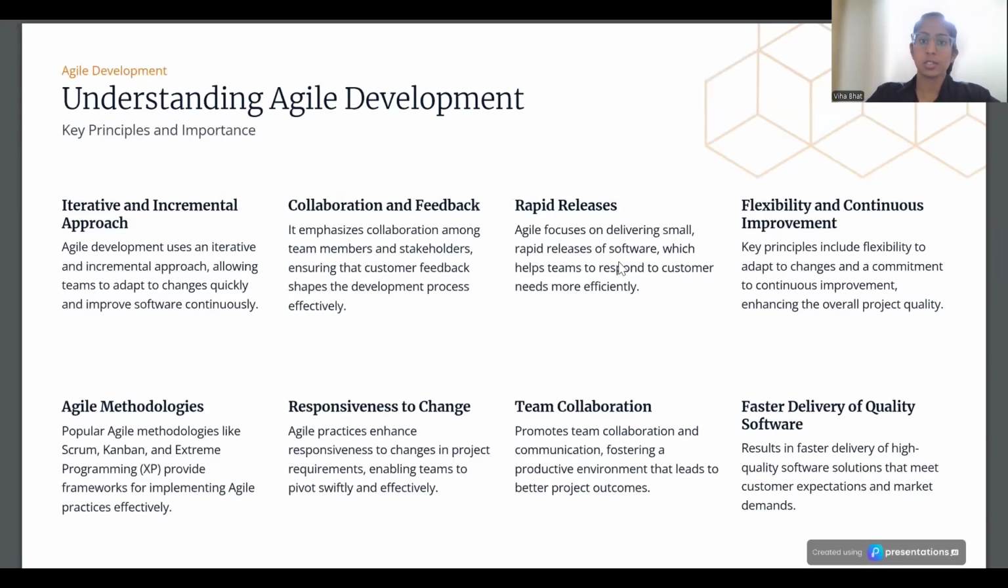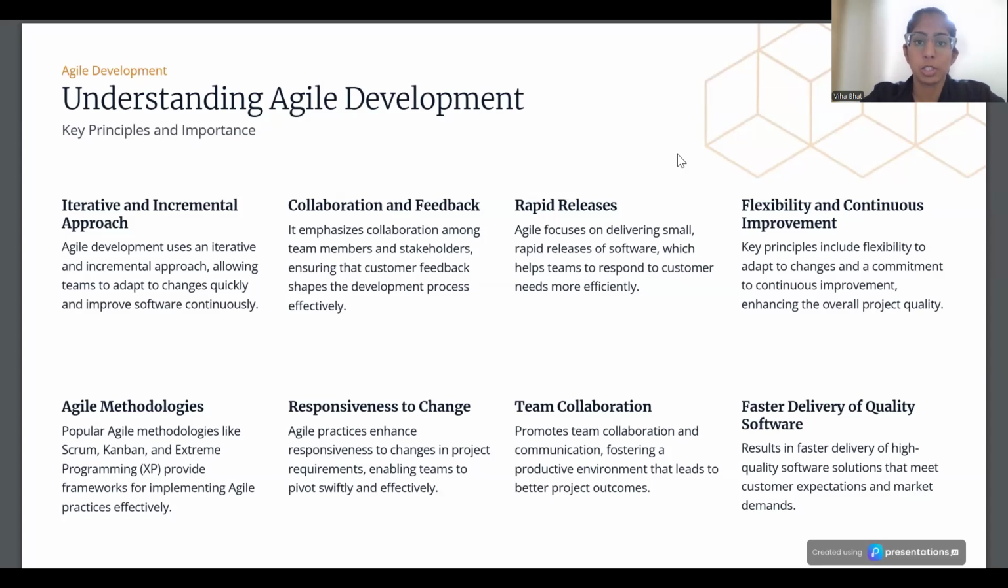Next, we're going to see some agile methodologies. The very popular agile methodologies are Scrum, Kanban, and Extreme Programming. These provide frameworks for implementing agile practices efficiently. Next is responsiveness to change. Agile practices enhance responsiveness to changes in project requirements, enabling teams to pivot swiftly and efficiently.